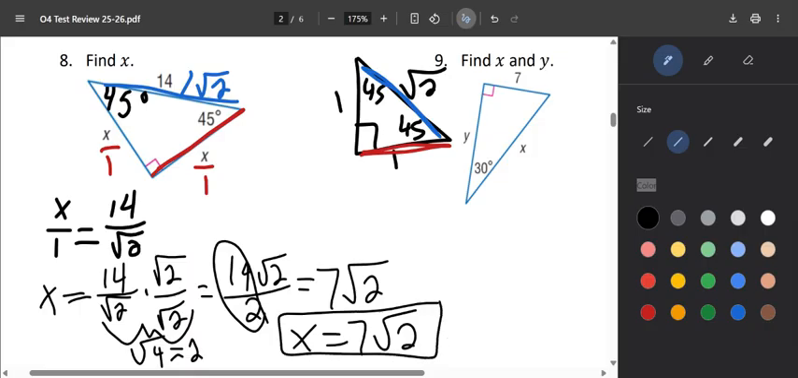square root 2. Now, you may not have to rationalize every time. This time we did because our square root was at the bottom. But that's not always the case. Let's look at number 9.